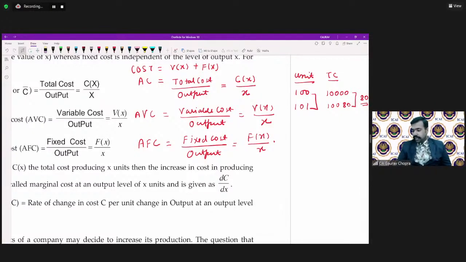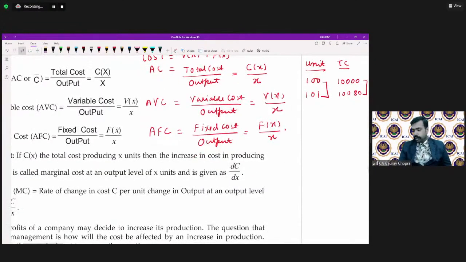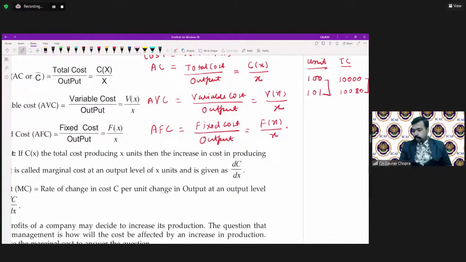Okay, Janisha is saying, now I got it, why calculus is used. That's great, Janisha. Yes, AVC means the average variable cost per unit of output. AVC means average variable cost per unit of output. Okay.